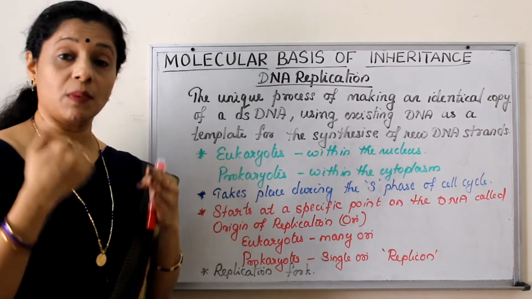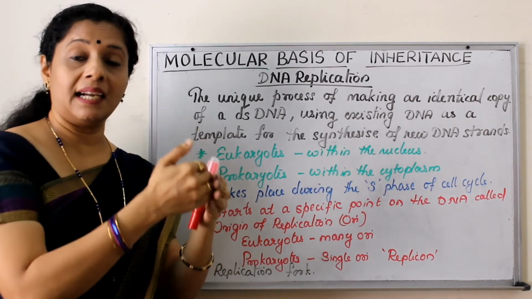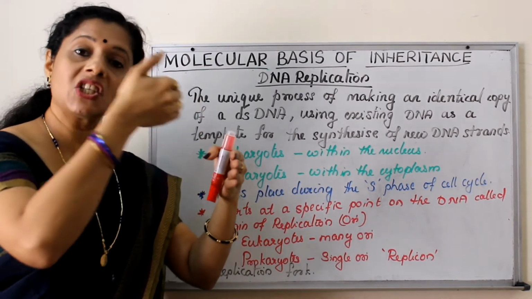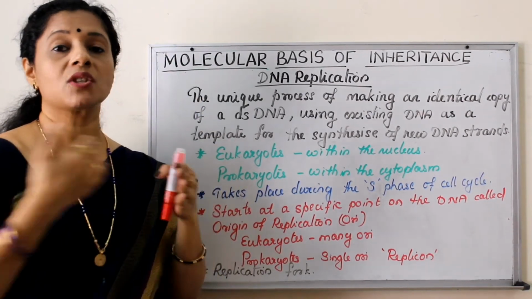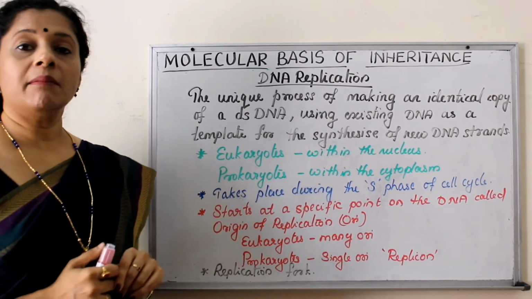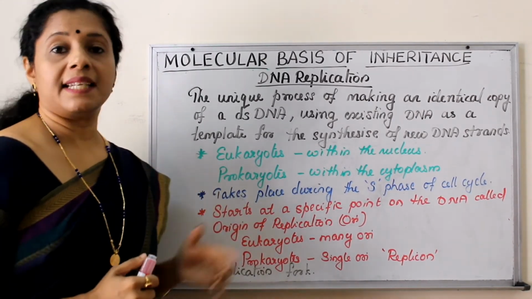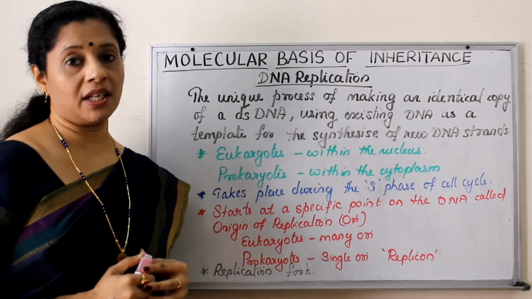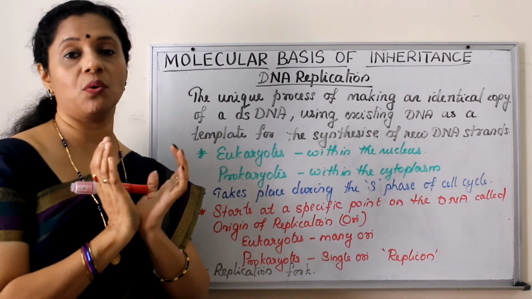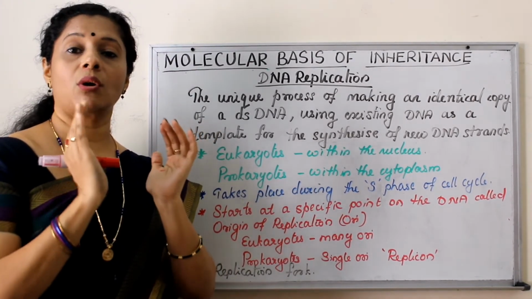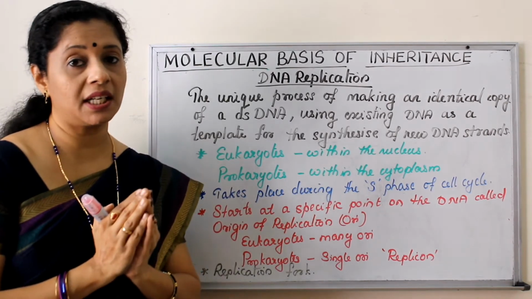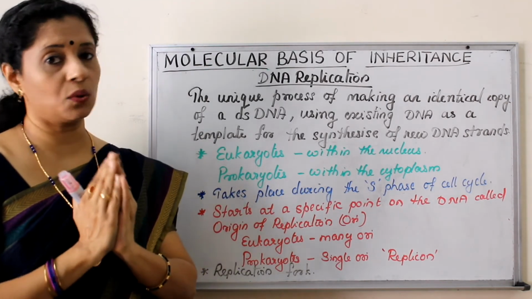So it is very important that the parental strand or the old DNA acts as a template from which an exact copy is made so that the stability is maintained. Now, when we come to the site of occurrence of replication, in case of eukaryotes, we know that they have a well-defined nucleus and DNA or chromosomes are found within the nucleus. So, where is replication taking place? Of course, within the nucleus.